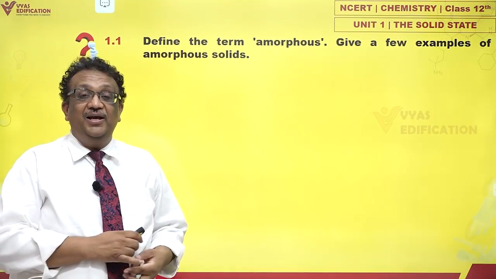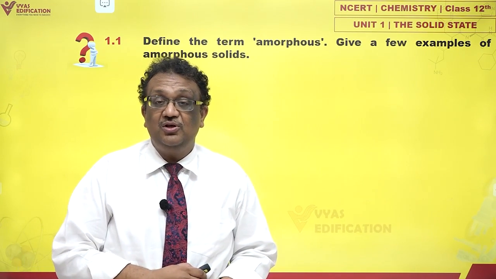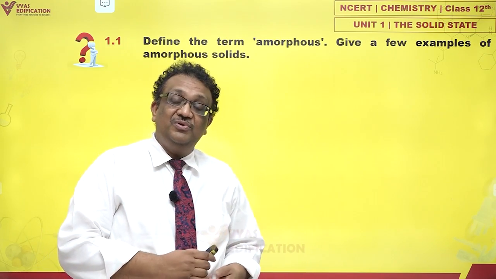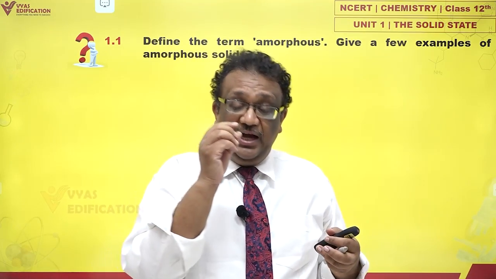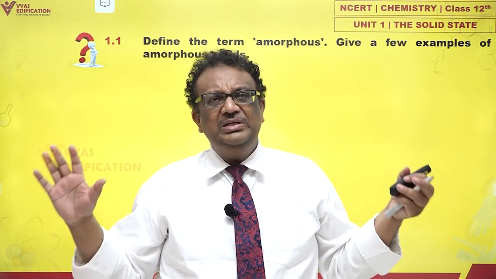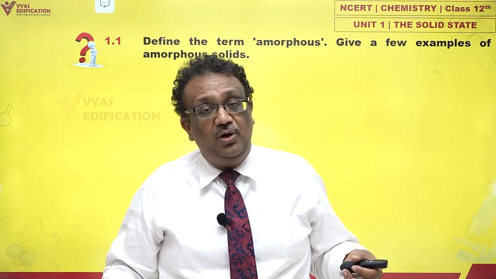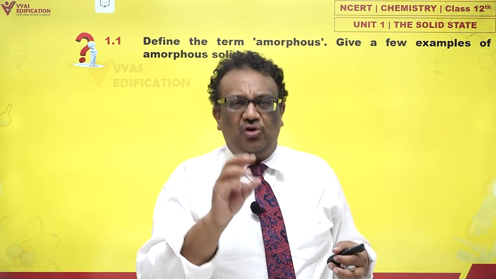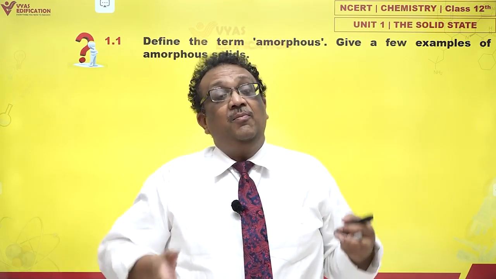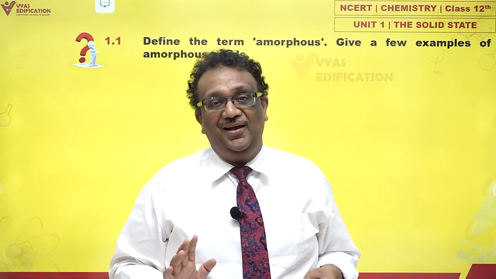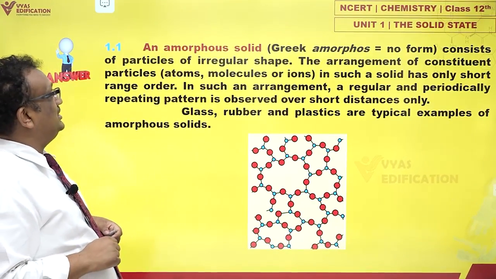Let's begin. Define the term amorphous. Give a few examples of amorphous solids. What exactly is amorphous? Whenever a solid substance has individual particles with no systematic order. No systematic order means none of them must be ordered. Actually, they could be ordered for a short range. It is not necessary. They may be, they may not be. But at least long range order must not be there. If that is the case, then these are called amorphous solids.